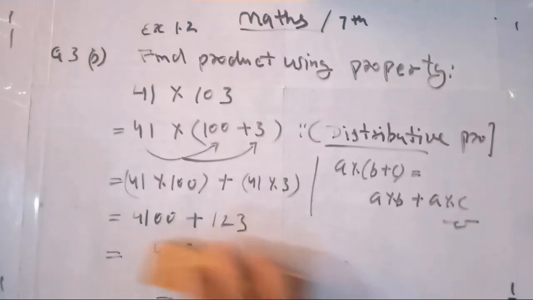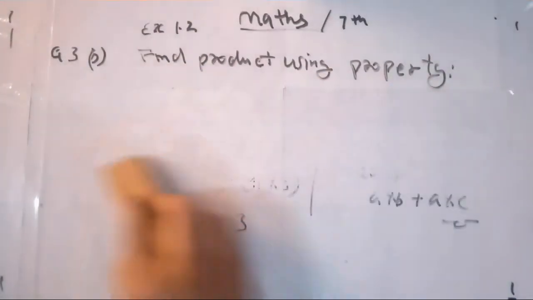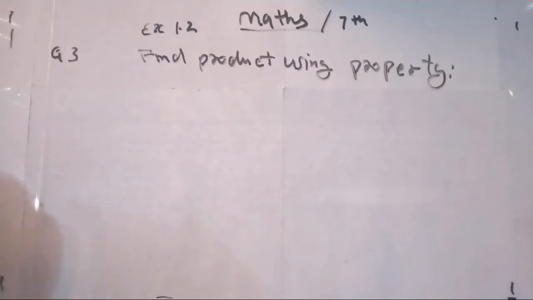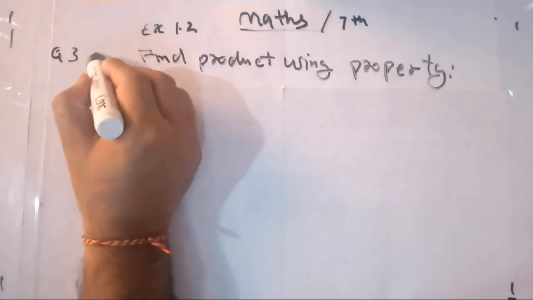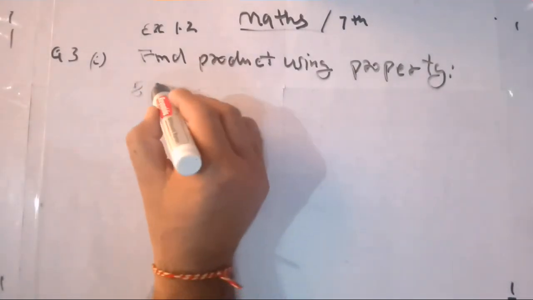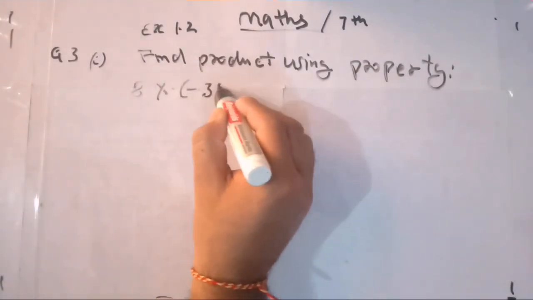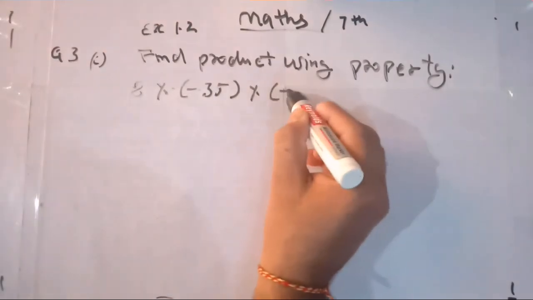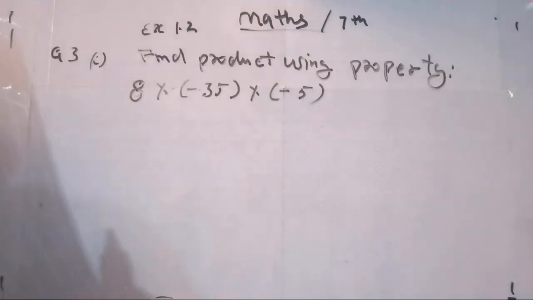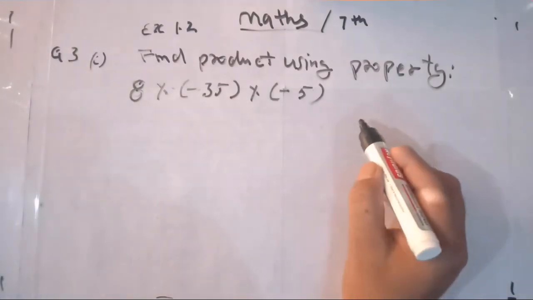I am taking one more question. Same question, question number 3, and one more part. I am taking the third E part. So E part is 8 into minus 35 into minus 5. So beta, you will use the associative property here.